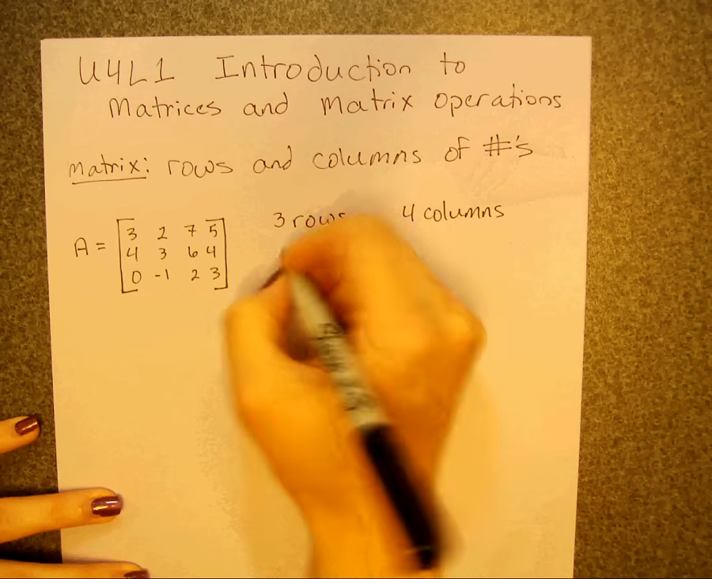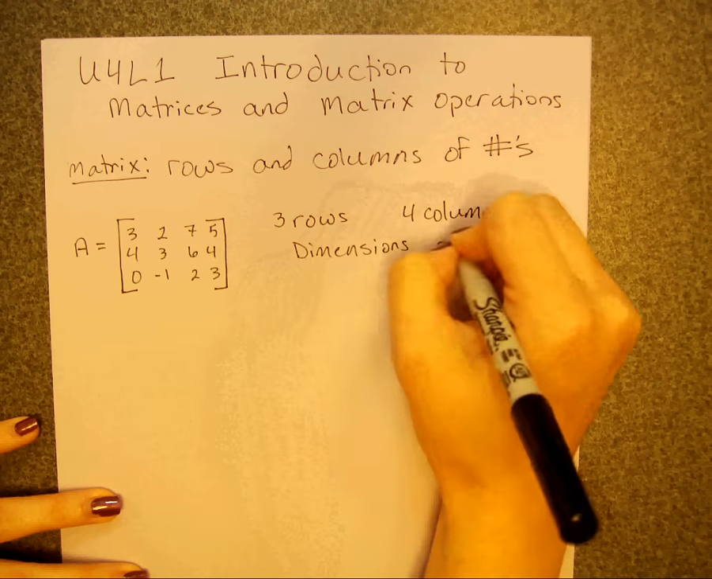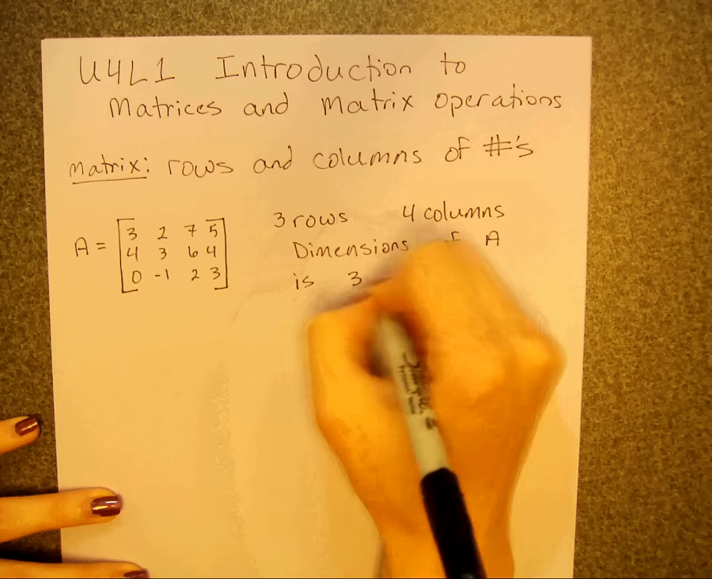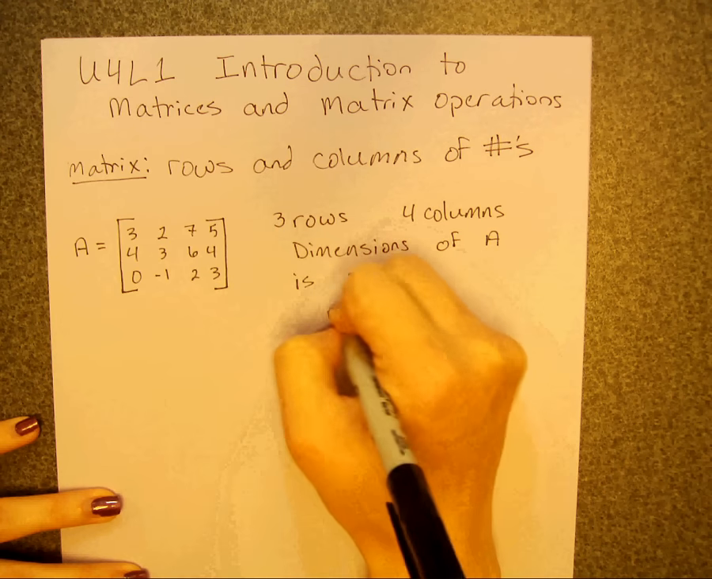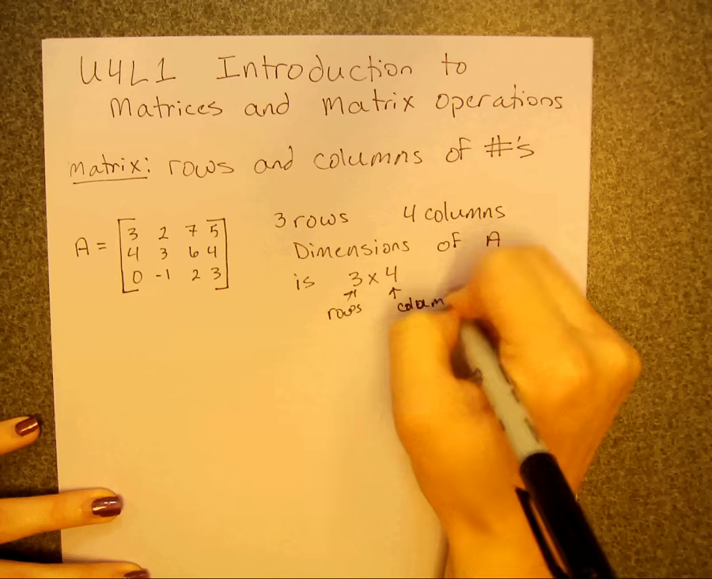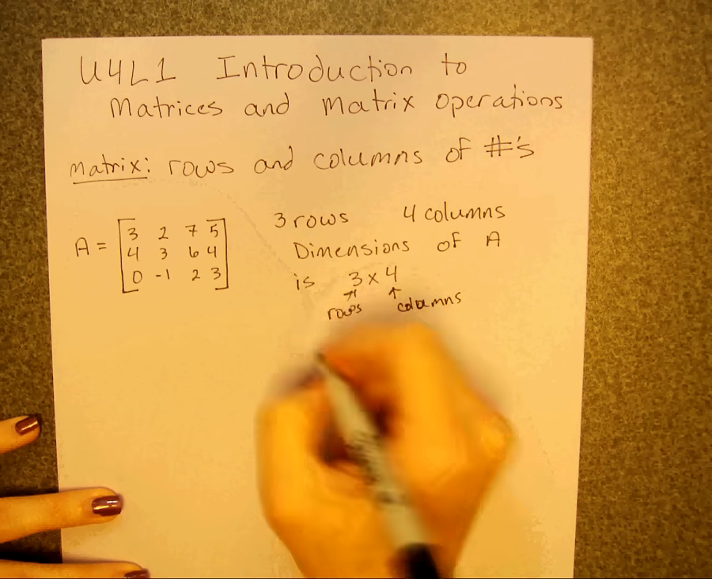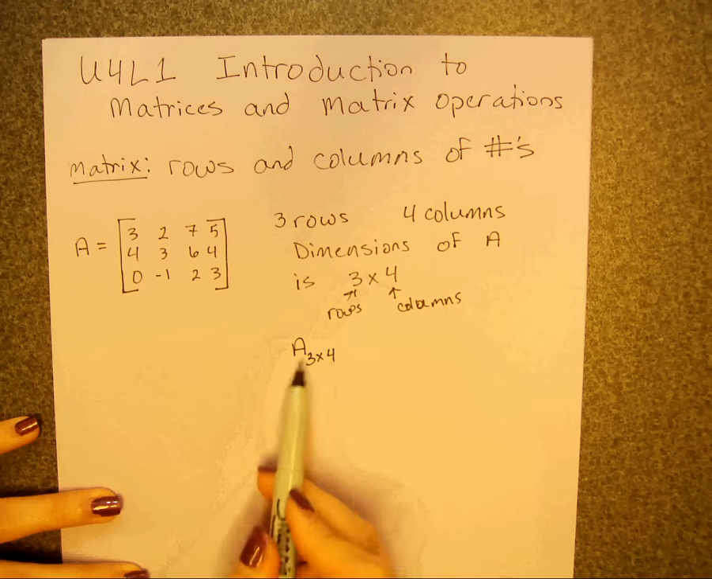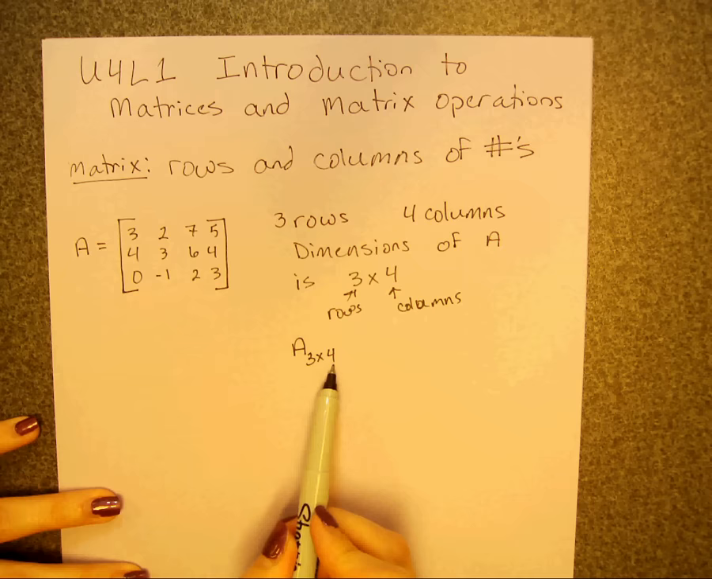So we would say the dimensions of A is 3 by 4. Alright, so this is the number of rows first, and then the number of columns. So for A, we would write 3 by 4. And so this little number down here would tell you how many rows matrix A has and how many columns matrix A has.